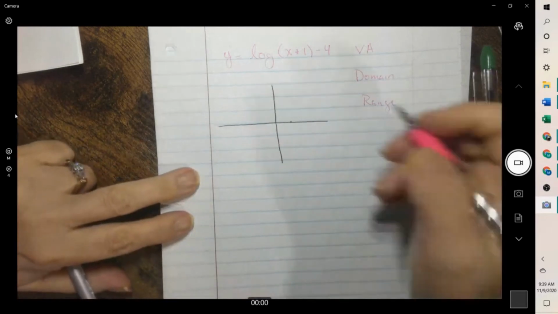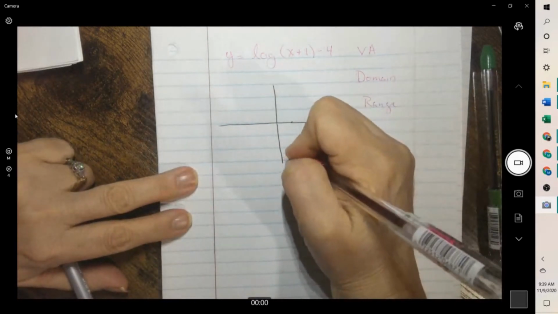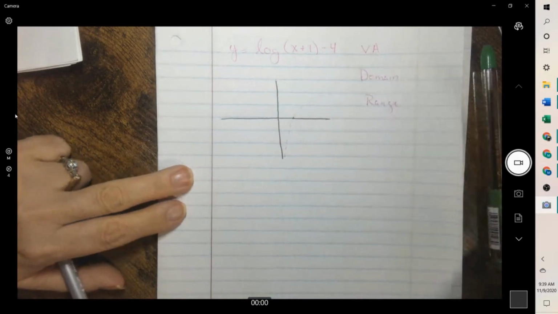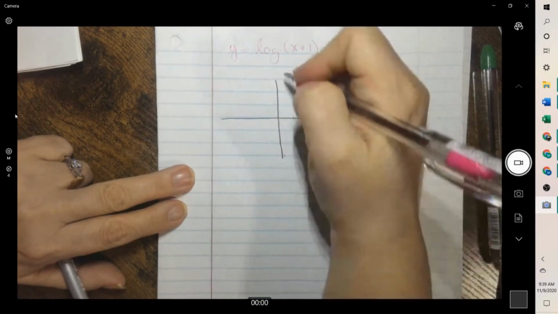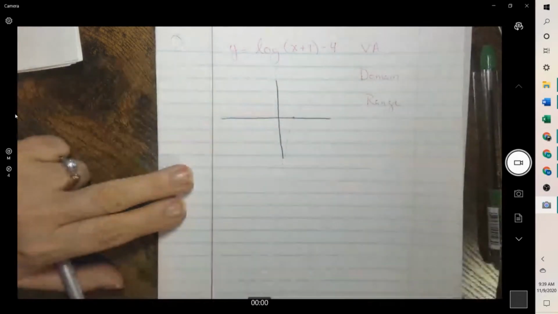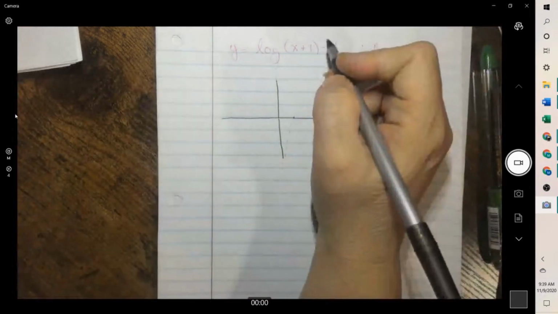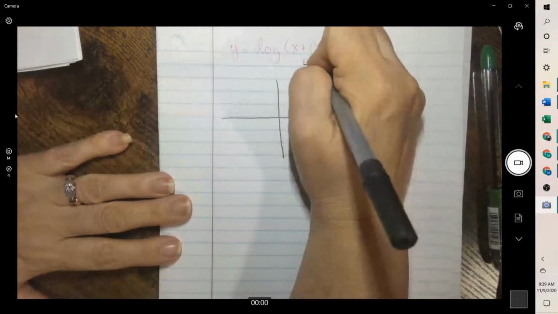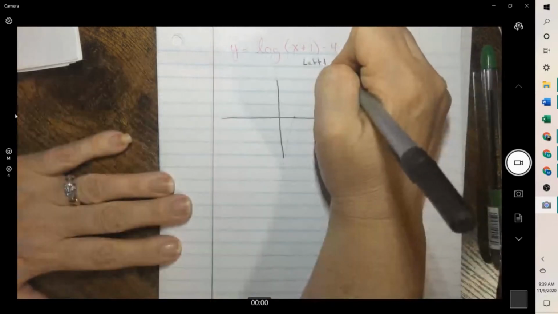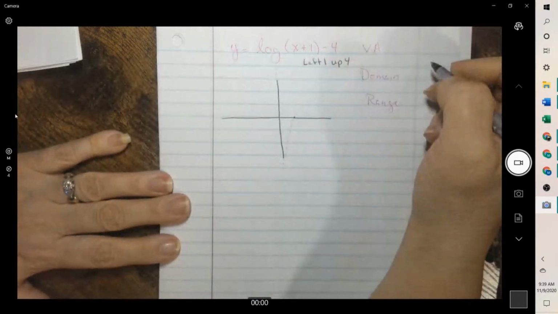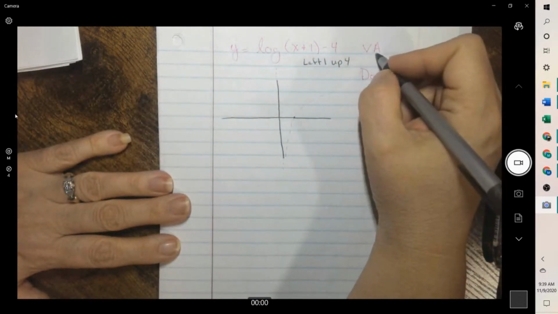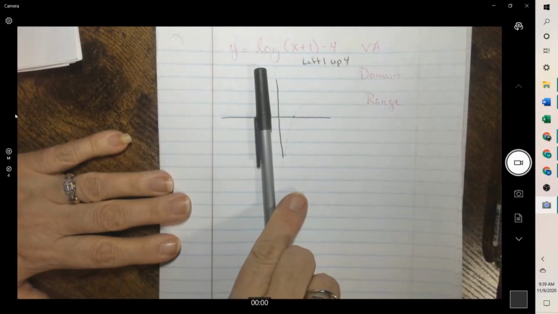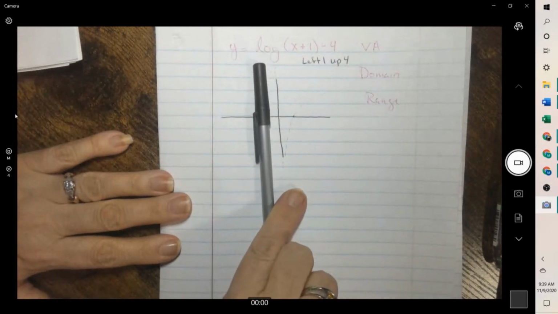Nothing is flipping, so we're using this normal graph, and the asymptote was at 0. The +1 moves left 1, up 4. So the vertical asymptote, which is here, moves left 1. Moving up and down doesn't matter.